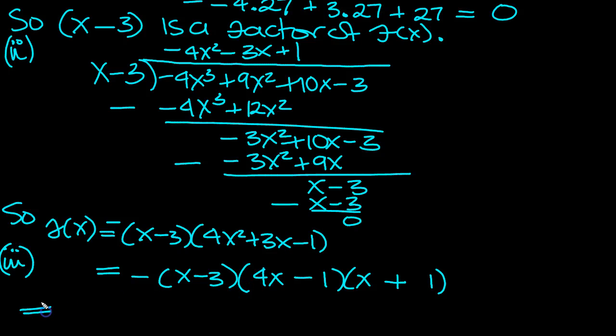So this tells us then, when we solve this quadratic, x is equal to minus 1. And x is equal to a quarter, isn't it? 1/4. And the other value is x equals 3 as well. So these are the roots for part 3.